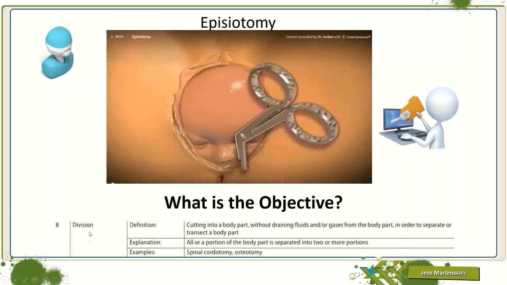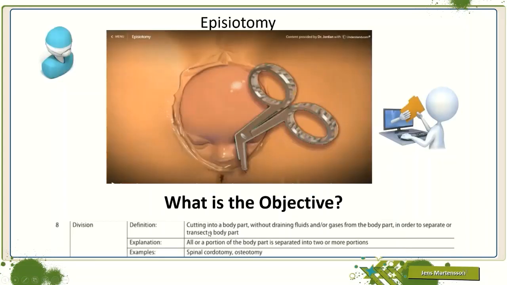Yes, the objective is division, and the definition is cutting into a body part without draining fluids and or gases from the body part in order to separate or transect a body part. Now, coders, did the surgeon cut into the body part without draining fluids and gases? And draining, according to the definition of draining, if the answer is yes, then division is the correct objective.